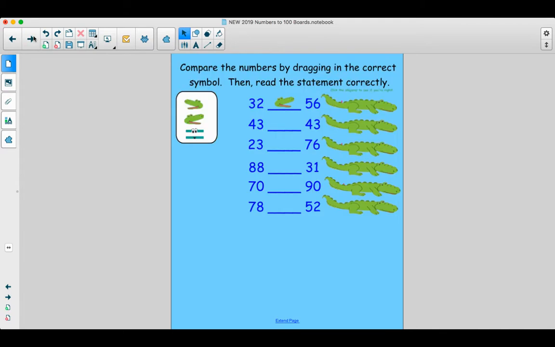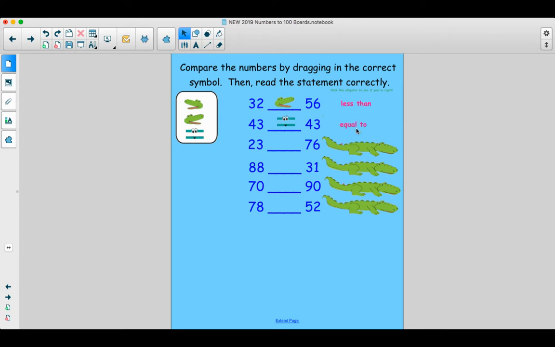All right. So now we're going to use the symbols. So the greater than, the less than, and the equal to. Okay. So the first one is done for us. So 32 and 56. So which one's bigger? So which one would the alligator want to eat? A hungry alligator would want to eat the bigger one. So we're going to use the less than symbol. So we would read this, 32 is less than 56. Less than. There we go. 43 and 43. 43 is equal to 43.